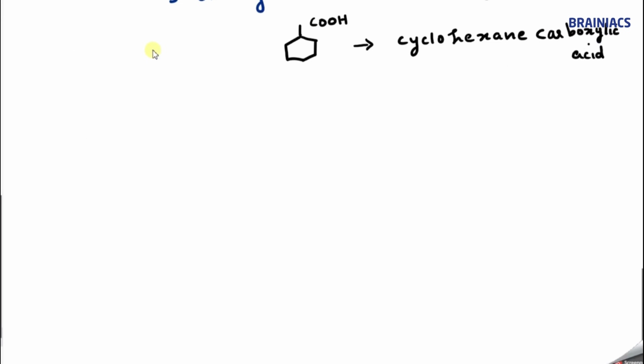So coming to the seventh question, let's see how to do that. I will just write the question. CH3, C double bond O, CH2, CH2, CH2, NH2. So this is the question.